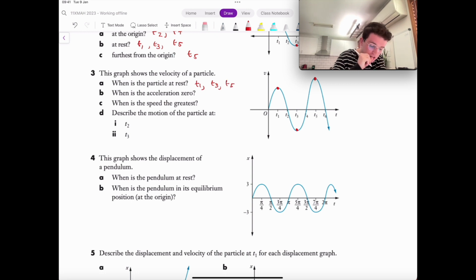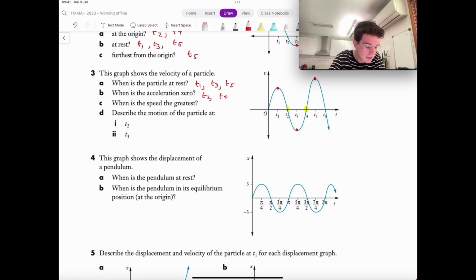When is the acceleration 0? Acceleration is 0 at horizontal points of inflection, which are here, here, and that's it. So at your points of inflection, not necessarily horizontal, but at your points of inflection, acceleration is 0, so t2 and t4. That's because from our curve sketching work, we should know that points of inflection occur when the second derivative is equal to 0, and we know the second derivative is acceleration.